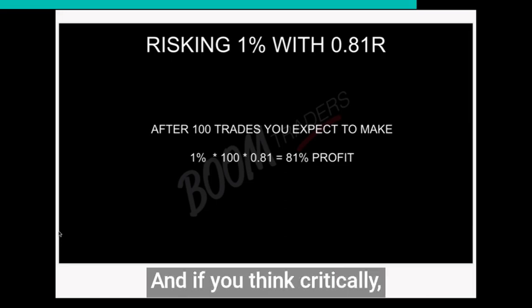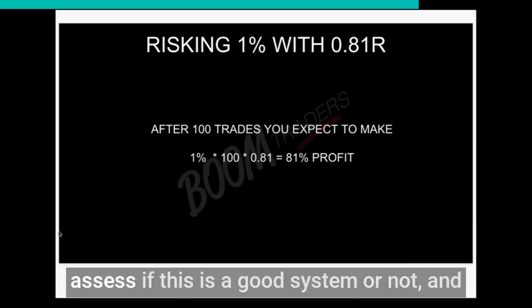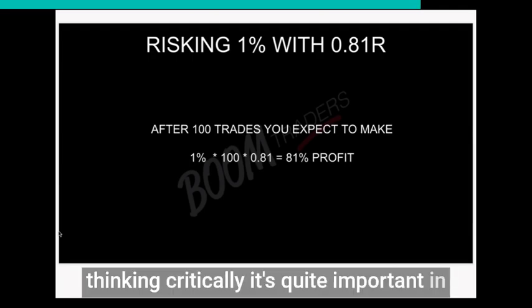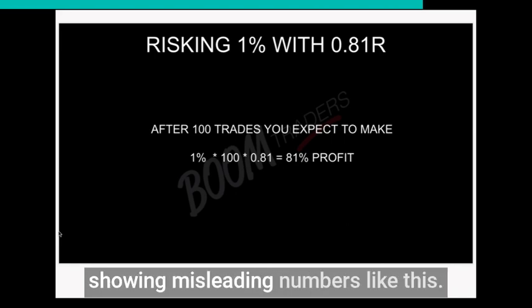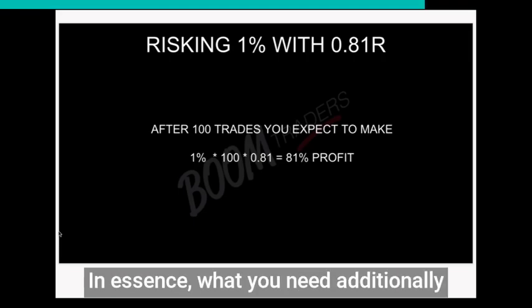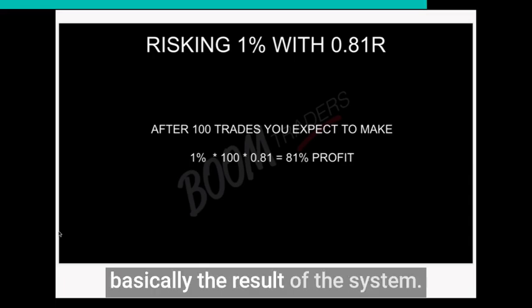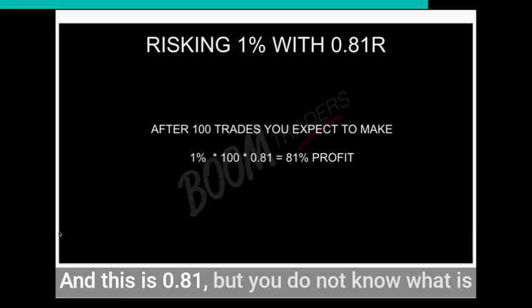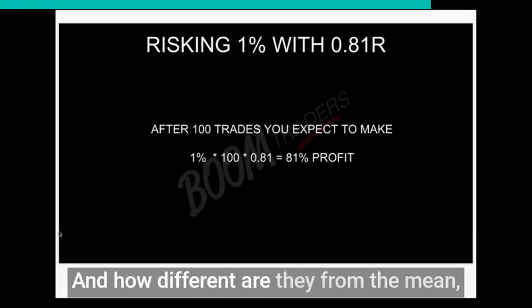And if you think critically, this is not the entire picture. So what else do you need in order to assess if this is a good system or not? Thinking critically is quite important in trading. Unfortunately, due to the massive spike in educators, people are actually showing misleading numbers like this, tricking newer traders or just misleading them. In essence, what you need additionally in order to understand if this is a good system or not is, you have basically the result of the system, and this is 0.81, but you do not know what the maximum or the minimum of the result is and how different they are from the mean.